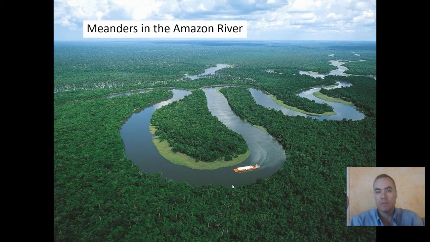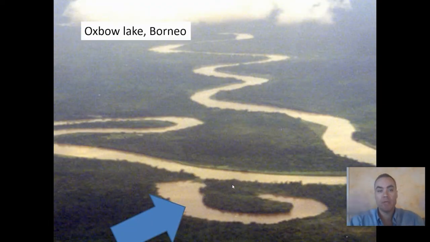So for example, here's a stretch of the Amazon River that has lots of meanders. And these meanders move over time. They're always eroding and changing. And when one of those meanders finally bends so much that it connects back at the beginning to itself, it can eventually get cut off and create what we call an oxbow lake, which is a meander that's kind of been sealed off and become a lake of its own.